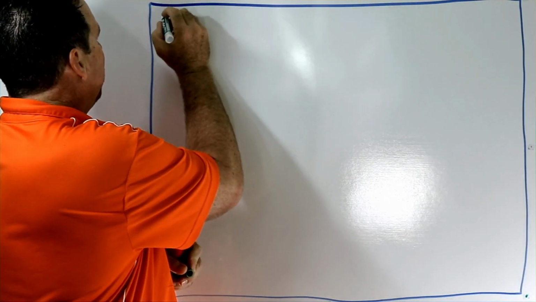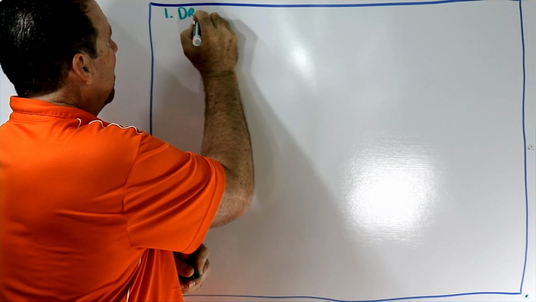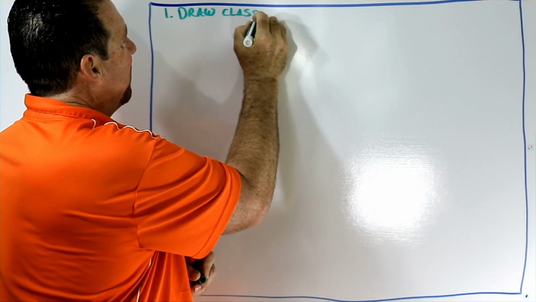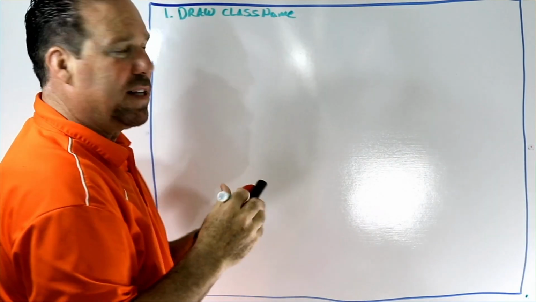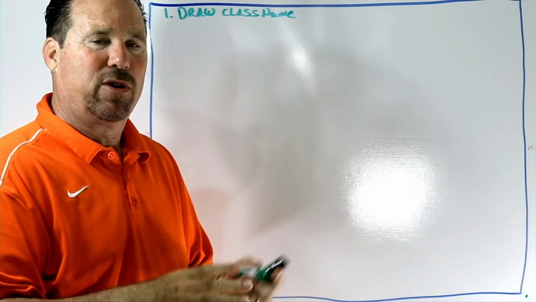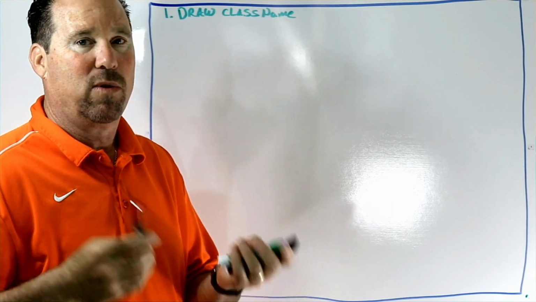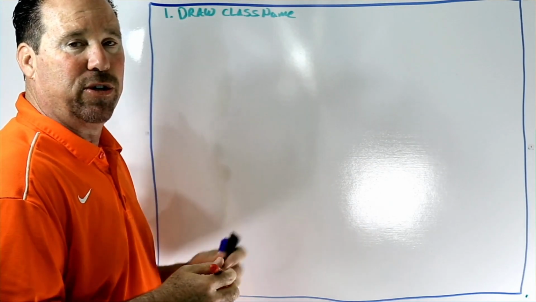Number one, draw the class name. The class name is important because this is how you're going to instantiate objects of the class. So you got to know what they name it. They're going to give you points for being able to instantiate a class. Make sure you know the name is.